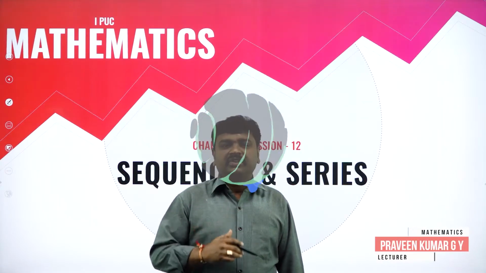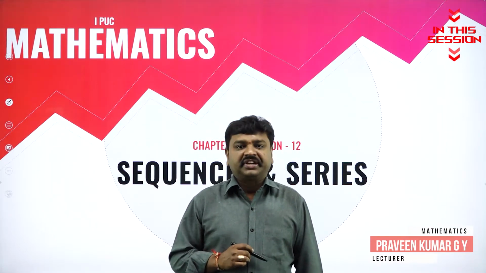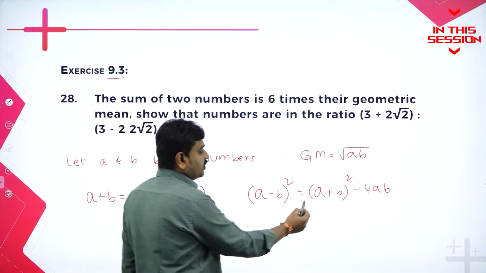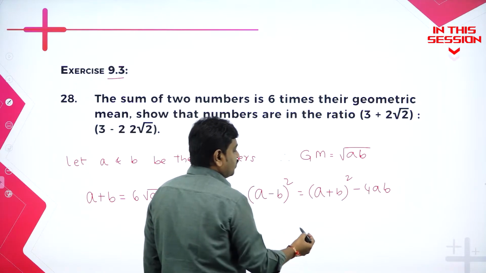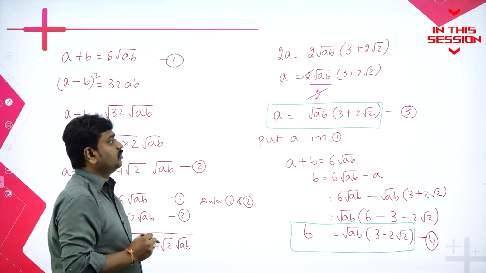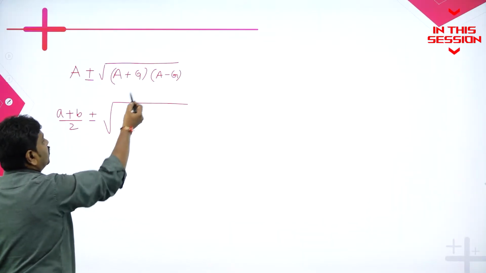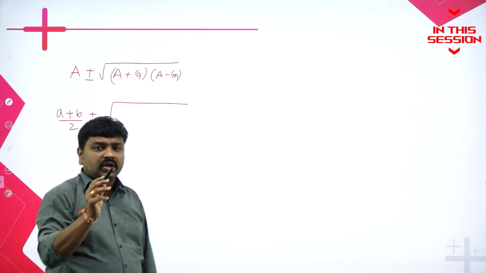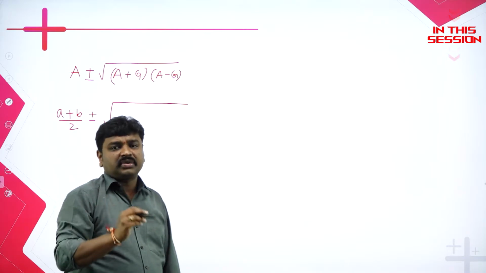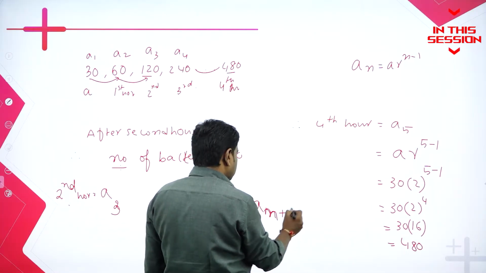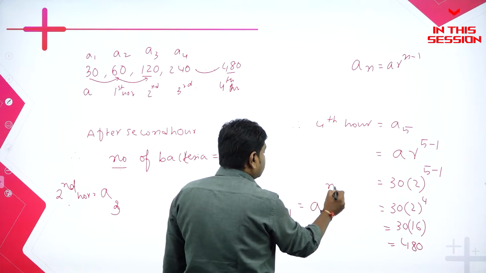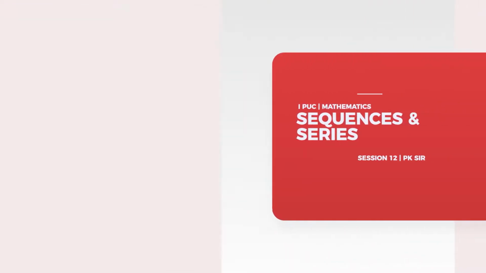Today we'll go ahead with the problems of exercise 9.3. A minus b the whole square can be written as a plus b the whole square minus 4ab. They want you to find the ratio of the numbers. Ratio means a divided by b. It is in the form a plus b into a minus b, which is a square minus b square. What is the nth term? A into r power n minus 1.